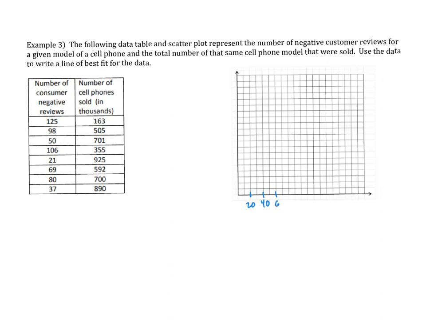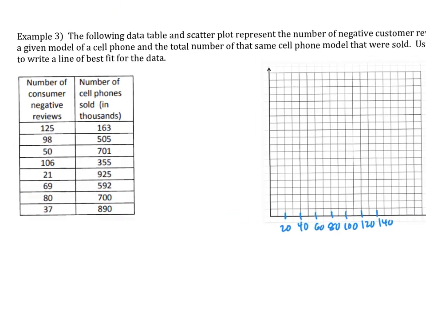So every 2 ticks is 20. So this is probably a decent way to do it, but it doesn't have to be the only way, right? My x-axis is the number of negative consumer reviews. The y-axis is the number of cell phones sold. So in that case, I'm probably going to make every 2 ticks like 100, right?